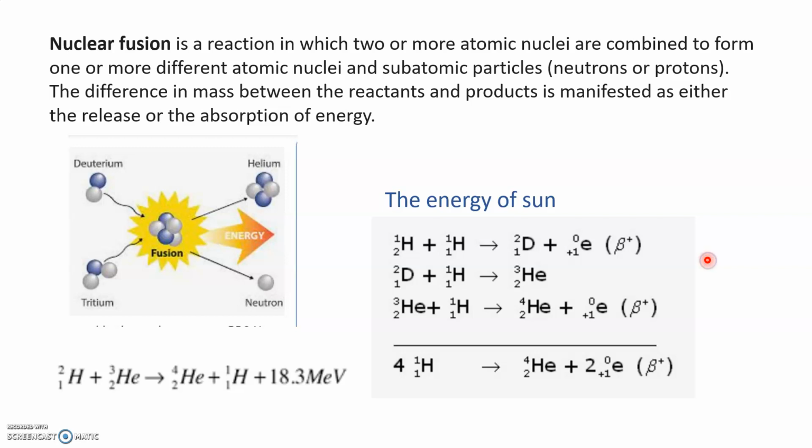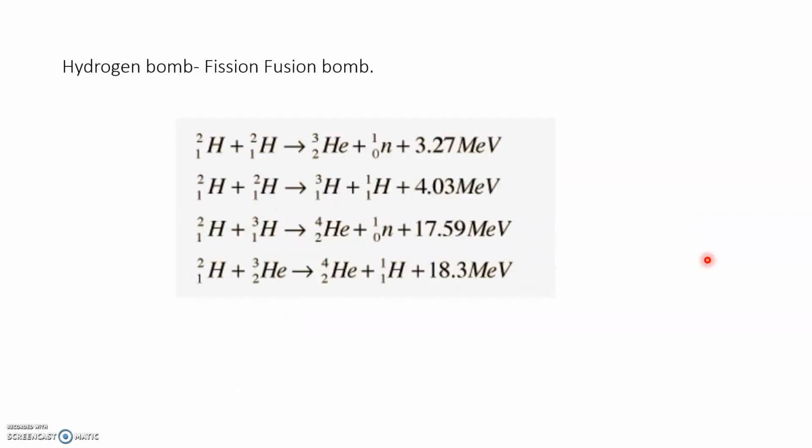Also, the hydrogen bomb works on the principle of nuclear fusion reaction. Here also it is based on the fusion reactions of various isotopes of hydrogen, and you can refer to your textbooks for this reaction and write it in your notebook. And that's all for nuclear fission and nuclear fusion, and thank you.